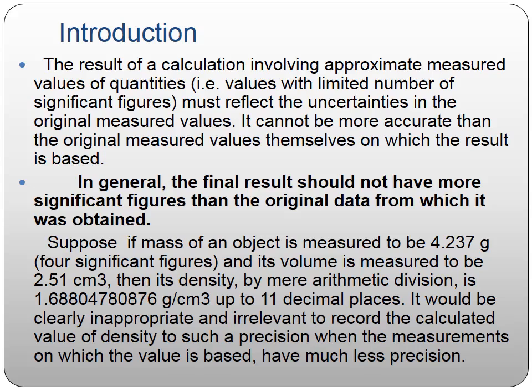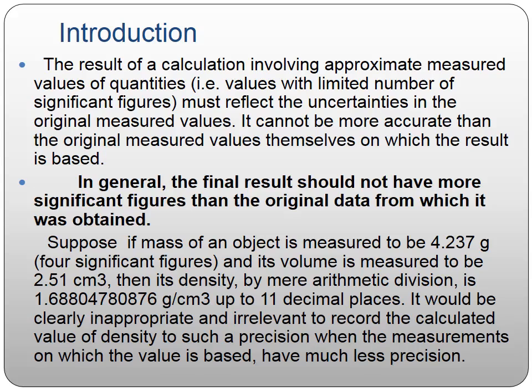You have to note that the result of a calculation involving approximate measured values of quantities, that is, values with limited number of significant figures, must reflect the uncertainties in the original measured values. It cannot be more accurate than the original measured values themselves on which the result is based. In general, the final result should not have more significant figures than the original data from which it was obtained.